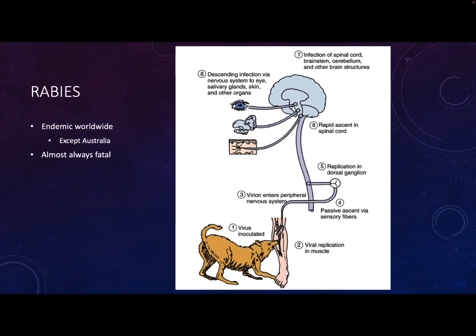So rabies is endemic worldwide except for Australia. If you follow celebrity gossip like I do, because what else am I going to do? I either follow science news or celebrity gossip. Back when Amber Heard was married to Johnny Depp, I think he was filming a movie in Australia. Maybe she was. I don't know.